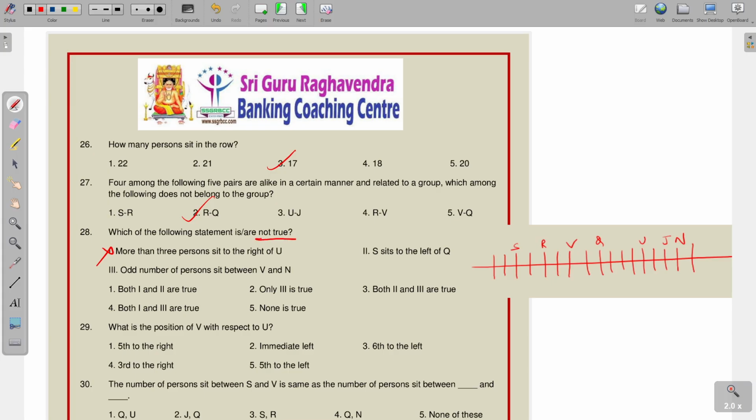We need to find the one that is not true. Next, S sits to the left of Q. So S is to the left of Q. This one is also correct, so this is not our answer. Odd number of persons sit between V and N. So between V and N, 1, 2, 3, 4, 5, 6, 7 and 8. So it is not correct. It is our answer. So only the third is the answer.